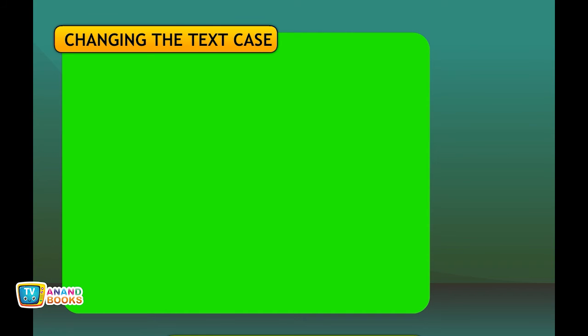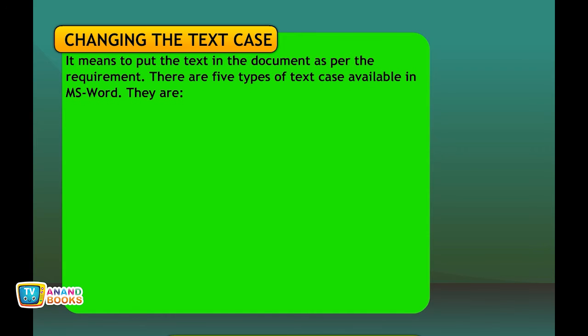Changing the text case. It means to put the text in the document as per the requirement. There are 5 types of text case available in MS Word. They are: 1. When the first letter of each sentence is capital, sentence case.